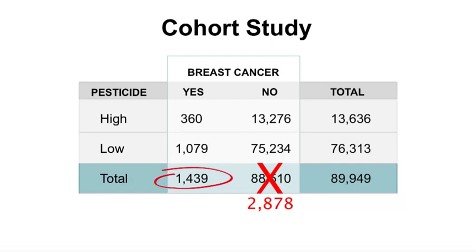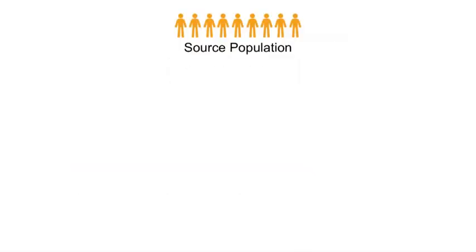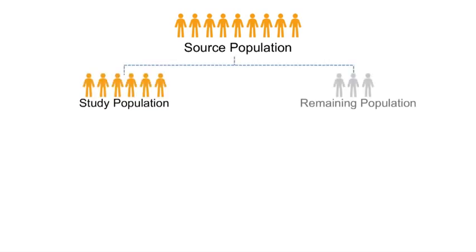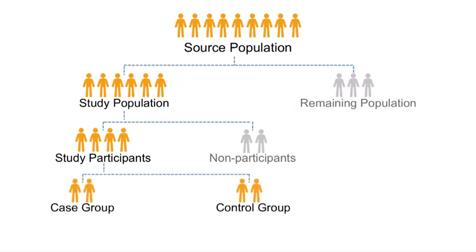Now let's imagine that these data were used instead for a case control study. Recall that to be efficient, the researchers should analyze all blood from the cases, n equals 1,439, but just take a sample of the women who did not get breast cancer, say 2 times as many cases, or n equals 2,878. These data can be used to estimate the risk ratio or rate ratio depending on how we sample the controls. Remember, the investigator selects the study population from the source population, and the study population is divided into participants and non-participants. The case group and the control groups are chosen from the study participants.